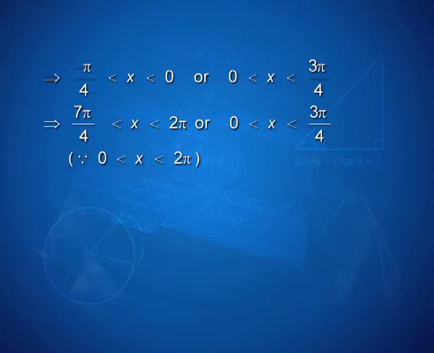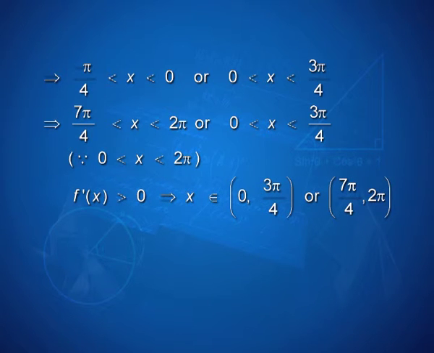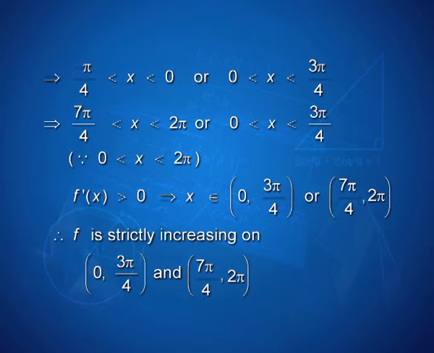But we have an understanding that the domain of the function was 0 to 2 pi. So, this condition splits into two intervals, 7 pi by 4 to 2 pi or 0 to 3 pi by 4. Therefore, f dash x is greater than 0 when x belongs to 0 to 3 pi by 4 or 7 pi by 4 to 2 pi, and therefore, f is strictly increasing in the interval 0 to 3 pi by 4 and 7 pi by 4 to 2 pi.